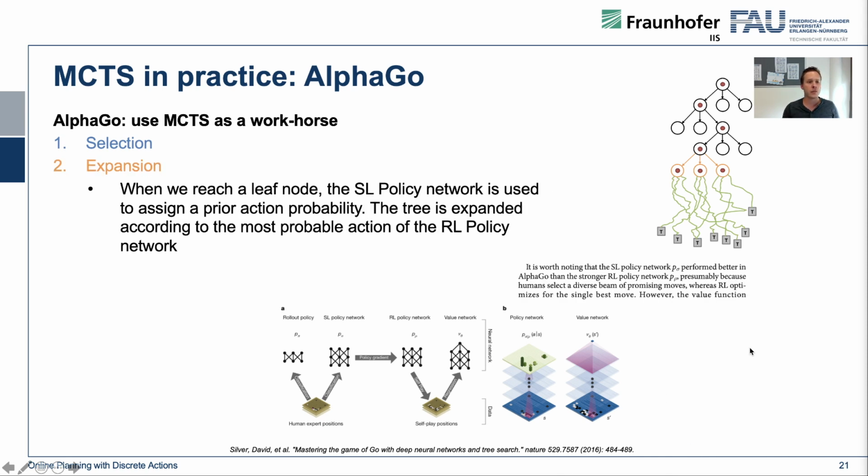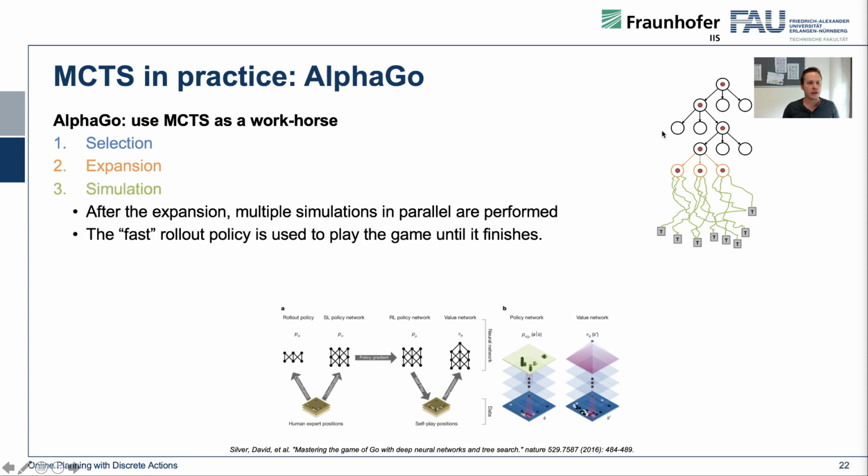In the expansion step, when we reach a leaf node, the supervised learning policy is used to assign a prior action probability, and we expand the tree according to the most probable action of the RL policy network. After the expansion, we run multiple simulations all in parallel using the fast rollout policy, and we run all of the simulation threads until the game finishes.